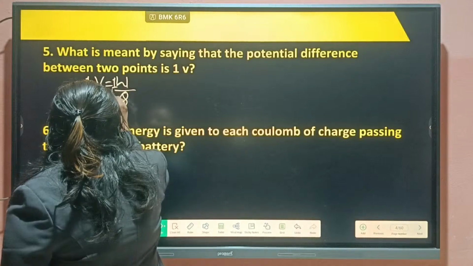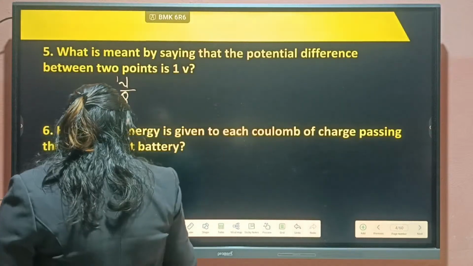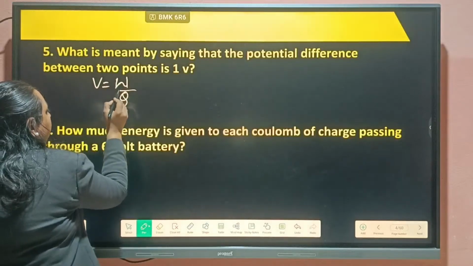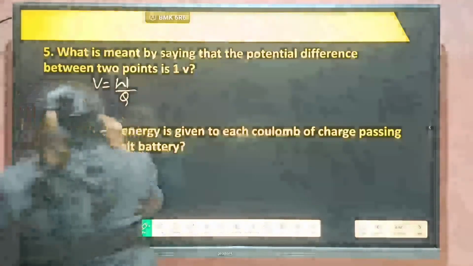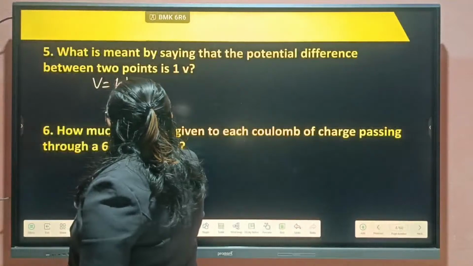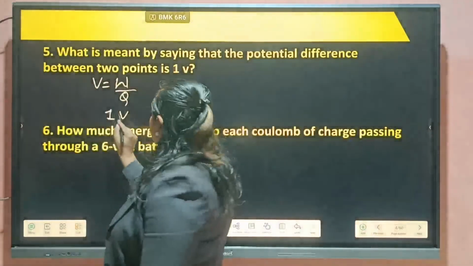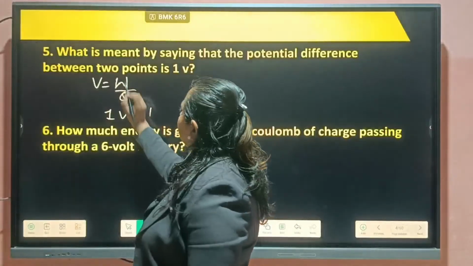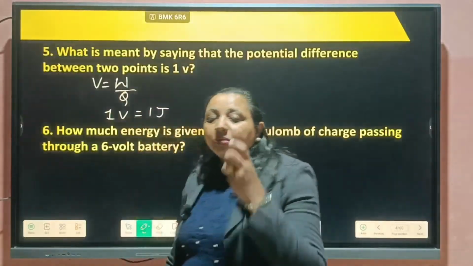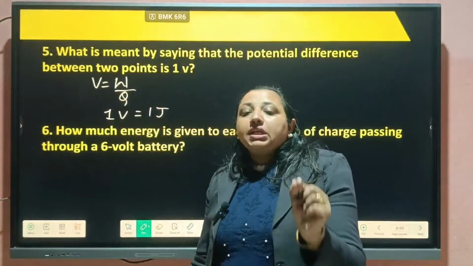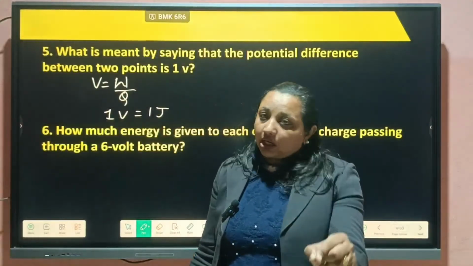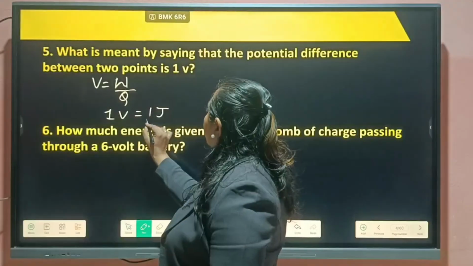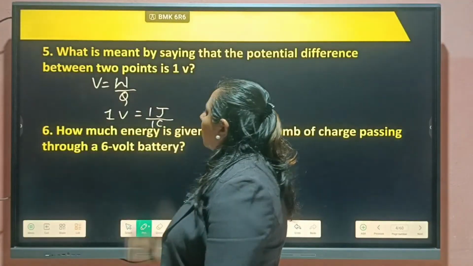You have to write the units like this as well. First of all, write the formula. V is equal to work done per unit charge. This is potential difference, and its SI unit is volt. So 1 volt is equal to, what is the SI unit of this? For whichever physical quantity's formula, put 1 along with its unit, then you define it. So 1 volt is equal to 1 joule upon 1 coulomb.